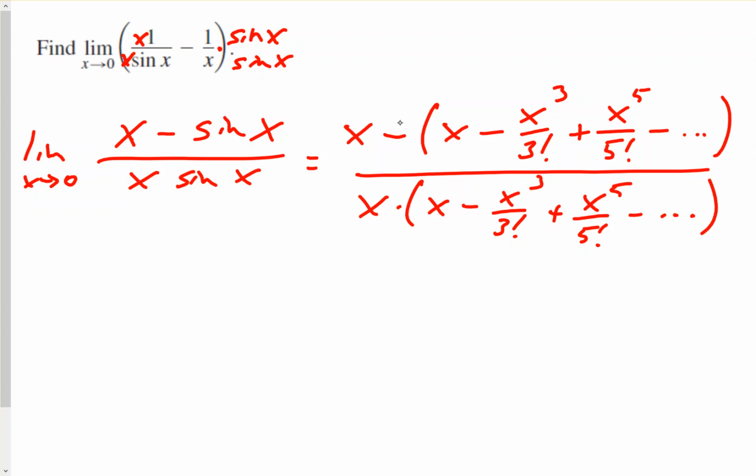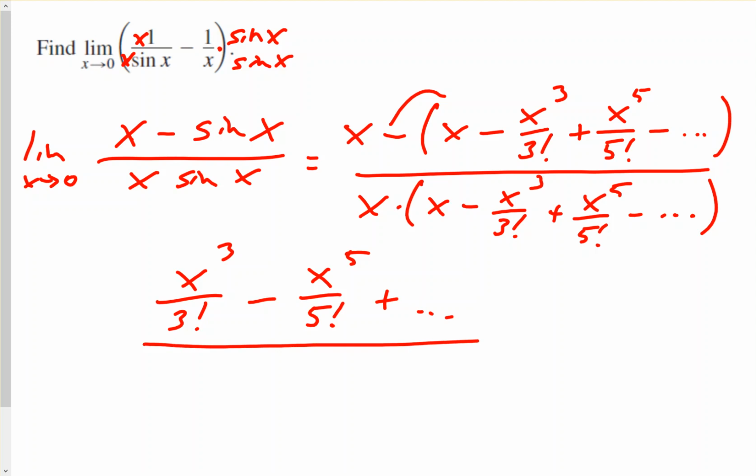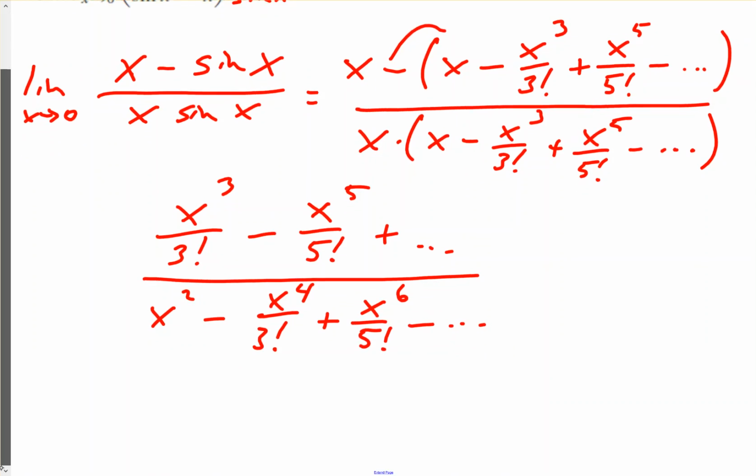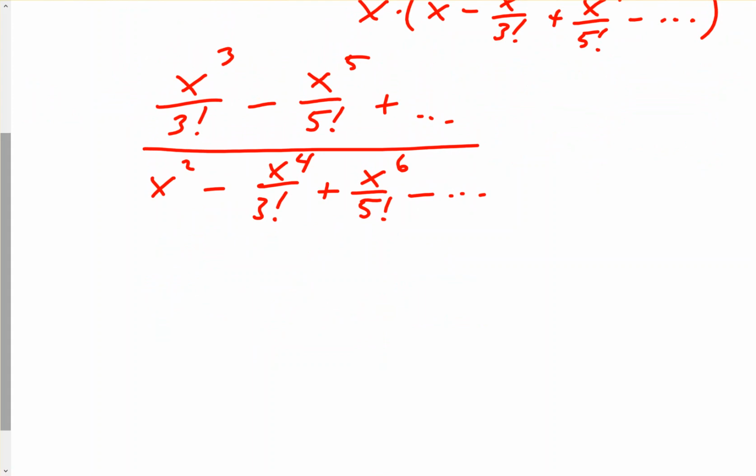So if I distribute the minus into the top, I have my x minus x, that goes away. And if I distribute the minus throughout the rest of these, I have x cubed over 3 factorial minus x to the 5th over 5 factorial plus, like that, over, and if I distribute the x to the bottom, I would have x squared minus x to the 4th over 3 factorial plus x to the 6th over 5 factorial minus so on and so forth. So the next part I could do is factor out an x cubed from the top, and I could factor out an x squared on the bottom.